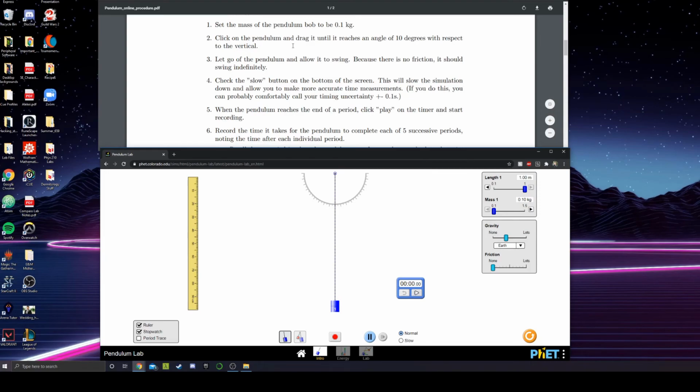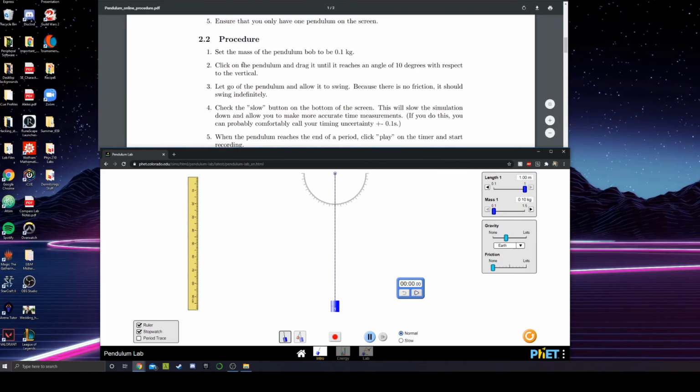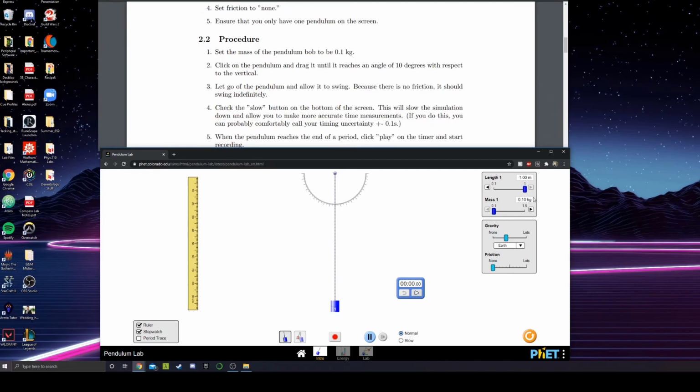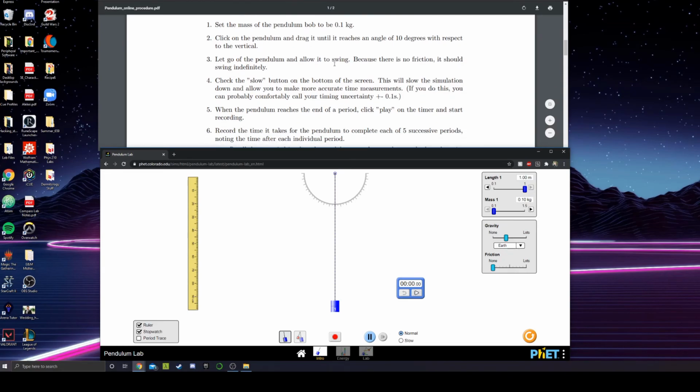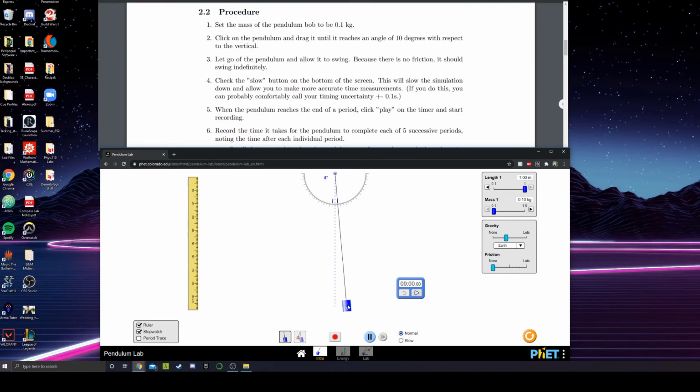For the first part of the lab, we're going to be varying the mass. First we're going to set it to 0.1 kilograms, or otherwise known as 0.10 kilograms, or 100 grams, whatever you prefer. Click on the pendulum and drag it until it reaches an angle of 10 degrees with respect to the vertical. What's nice about this simulation is that it'll actually tell you the angle right up here, so it's fairly easy to do that.